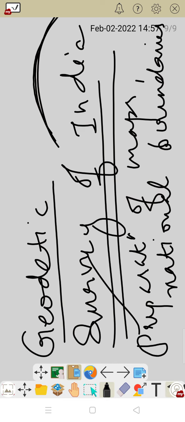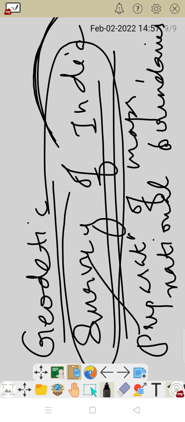If you want to get the boundaries of India, in that case the Survey of India Department will conduct certain observations, that is a certain survey, and they will establish that. Already it has been established. So I am just giving you a brief idea of what they are doing, or what this geodetic survey is. So there is a main difference between plain surveying and geodetic survey.